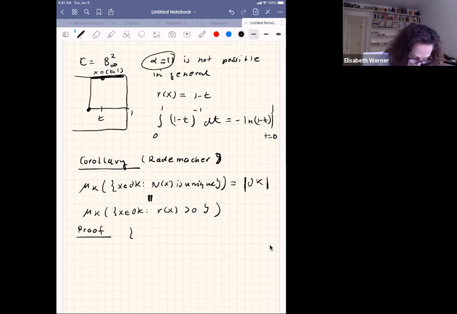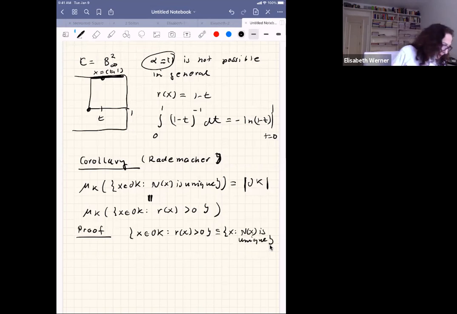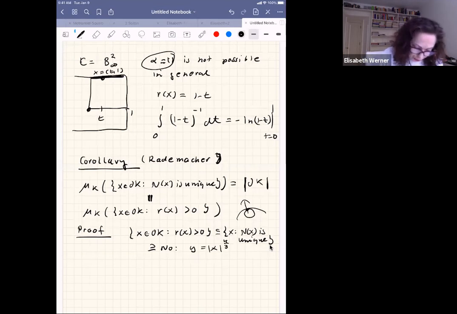Let's write it. So now we are looking at the set of all x in the boundary of K for which R of x is strictly bigger than 0. This is of course contained in the set of all x so that n of x is unique. Right, because if we have such an x in the boundary where we have this ball that is in there, then the outer normal to the ball is also an outer normal to the body. So we have this, but not the other way around. And I had even given an example that we can't have the other way around. The example that I had given was actually this one to the 4/3.